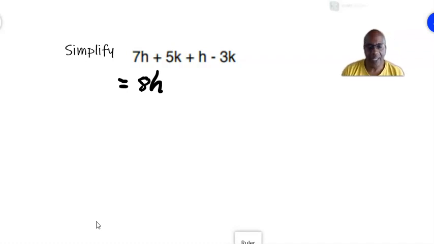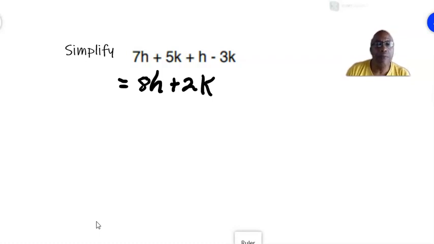So we move to the k's. You have plus 5k minus 3k. And 5 minus 3 is 2. So 5k minus 3k is plus 2k. You keep the sign of the larger number, which is the 5k. And that is the answer.